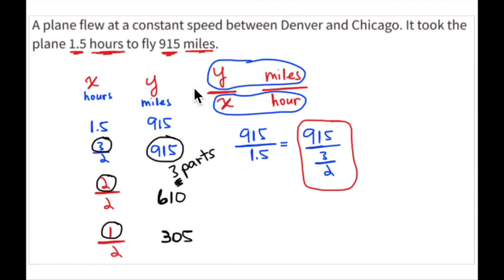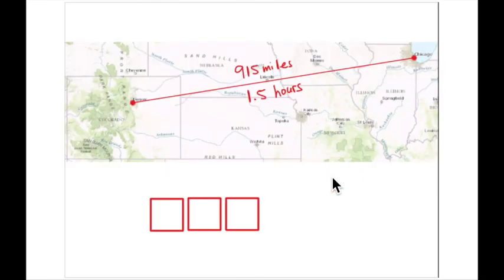But what I want you to see from this is if you use the miles per hour, you know miles per hour. It's how fast a car is traveling. You understand that. You've been around it for a long time. So just write miles per hour, and that tells you what the y value is. It's miles. And what the x value is, that's hours. So miles per hour. So 915 divided by 3/2. So how do you figure that out?